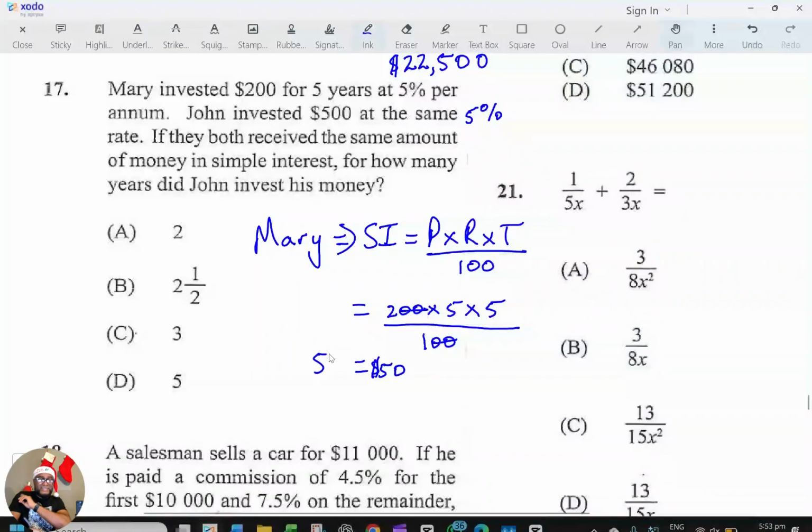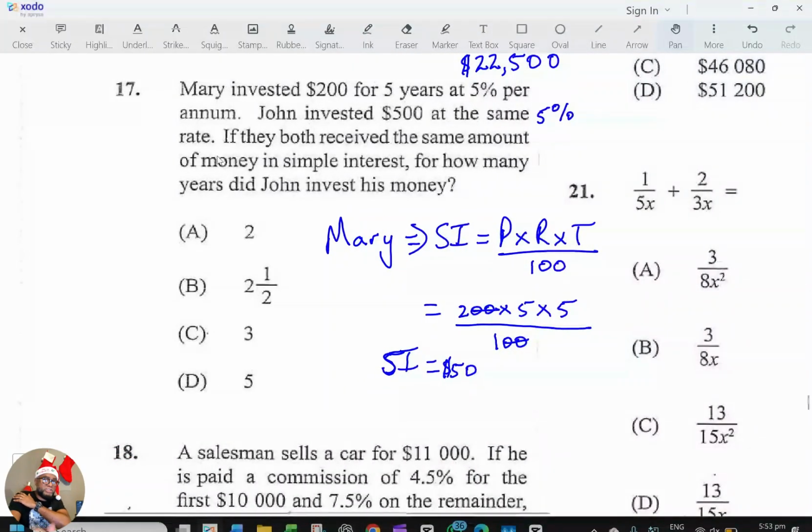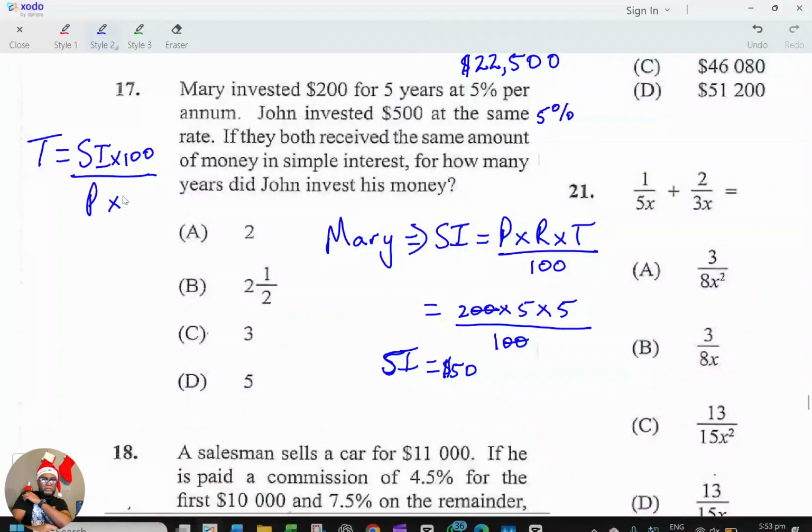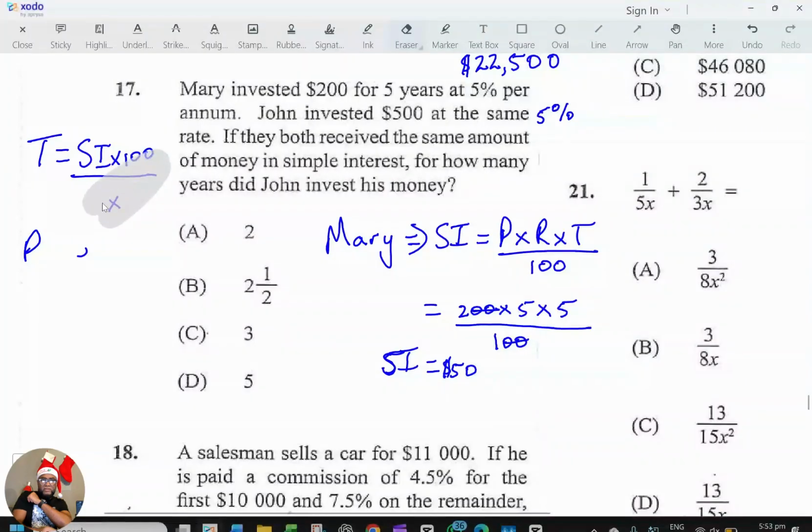They're saying that this is the same simple interest for both Mary and John. Now there's a formula that we use to find time. Time is equal to simple interest multiplied by 100 over principal multiplied by rate. I'm giving you all the formulas. Write these in red, alongside your original simple interest formula.